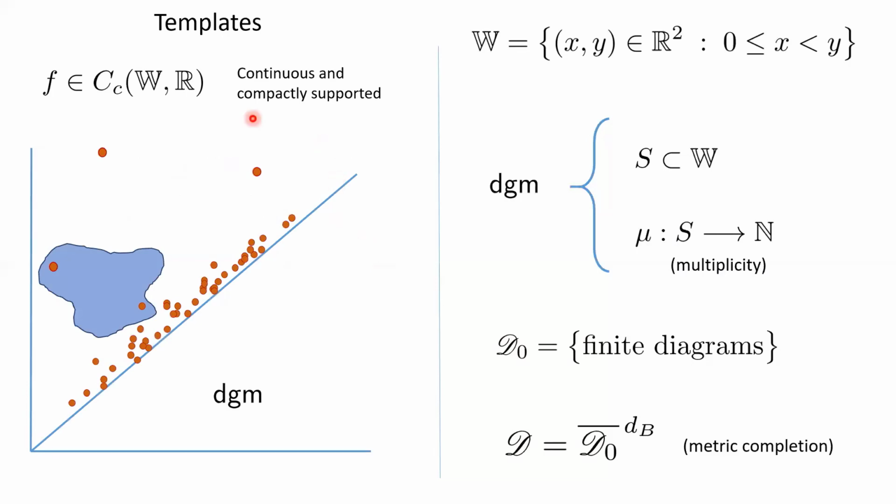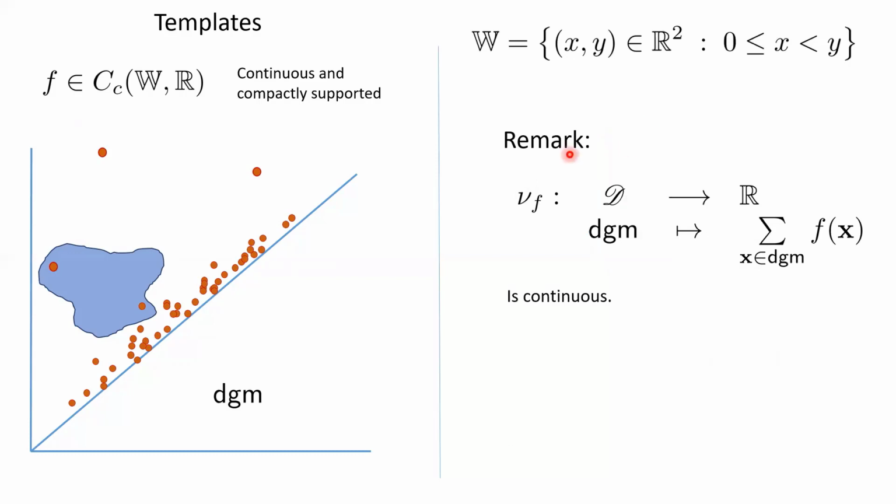And what is the idea? A template is just a continuous function from the wedge, W, to the real numbers. We're also going to ask that the function has compact support contained in W. All of that means that if you look at the places where the function f is not 0, then it has to be some closed region within the wedge. For example, in blue here, I'm drawing the support of a typical template.